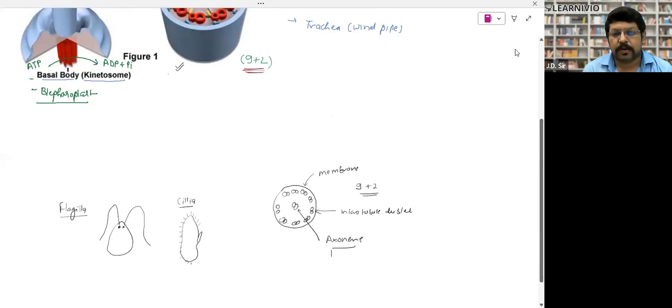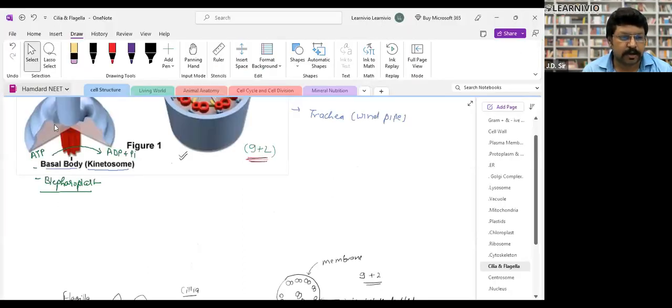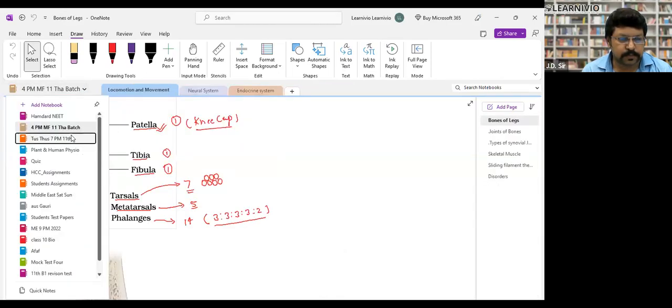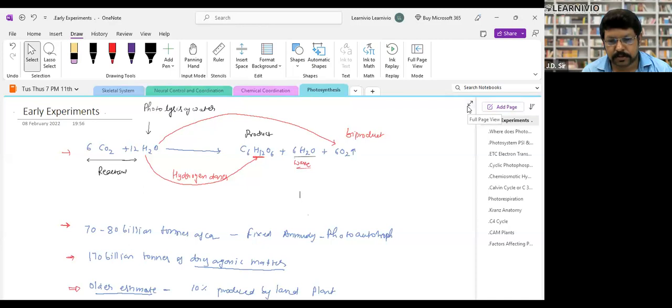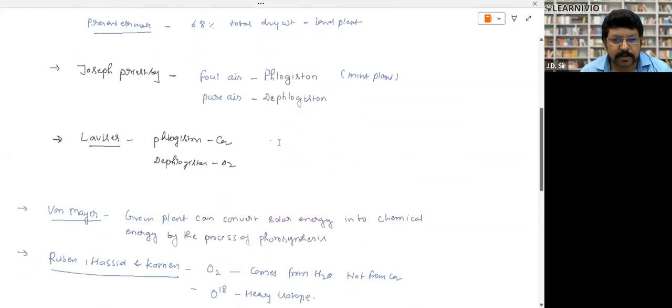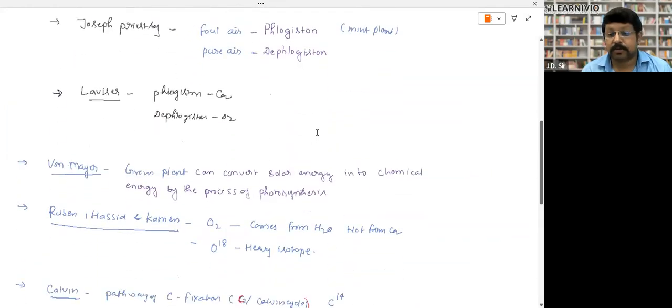Okay, great. So again, we were in the photosynthesis part. Yes, we were here. So now come to the rest of the experiments. Now this is very important. These experiments are very important for your NEET examination, and even in your school examination, the 1 marker questions.